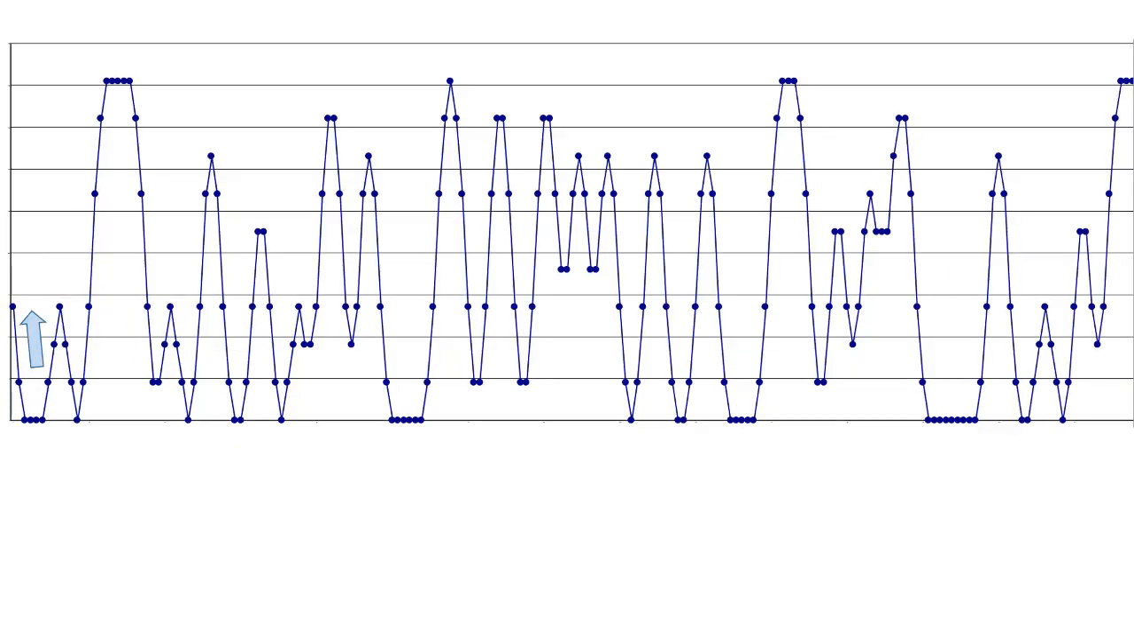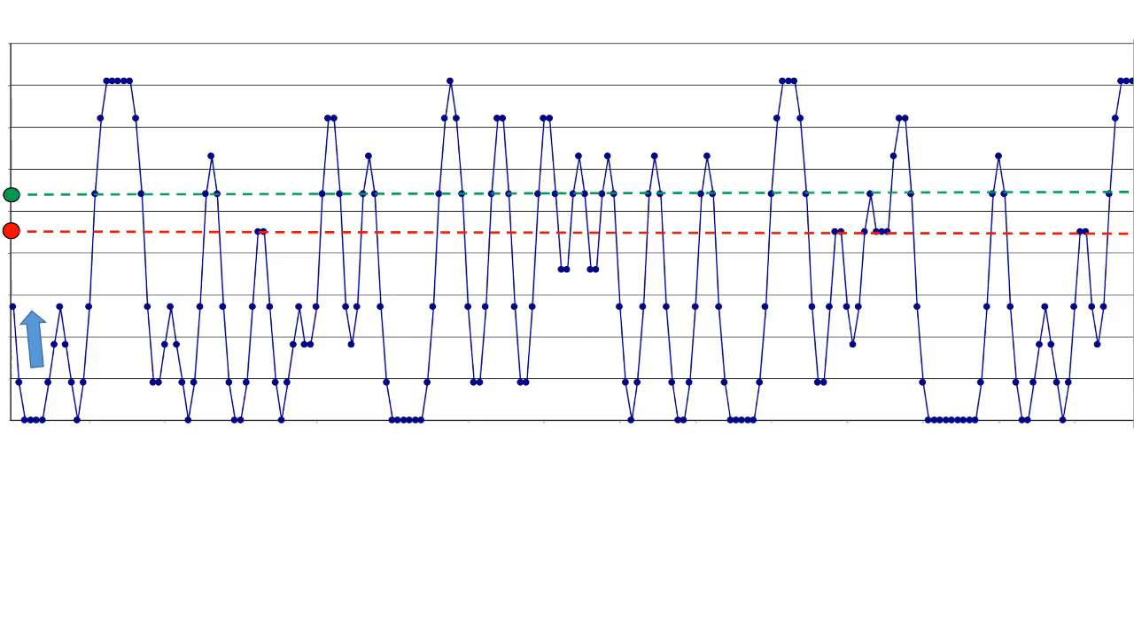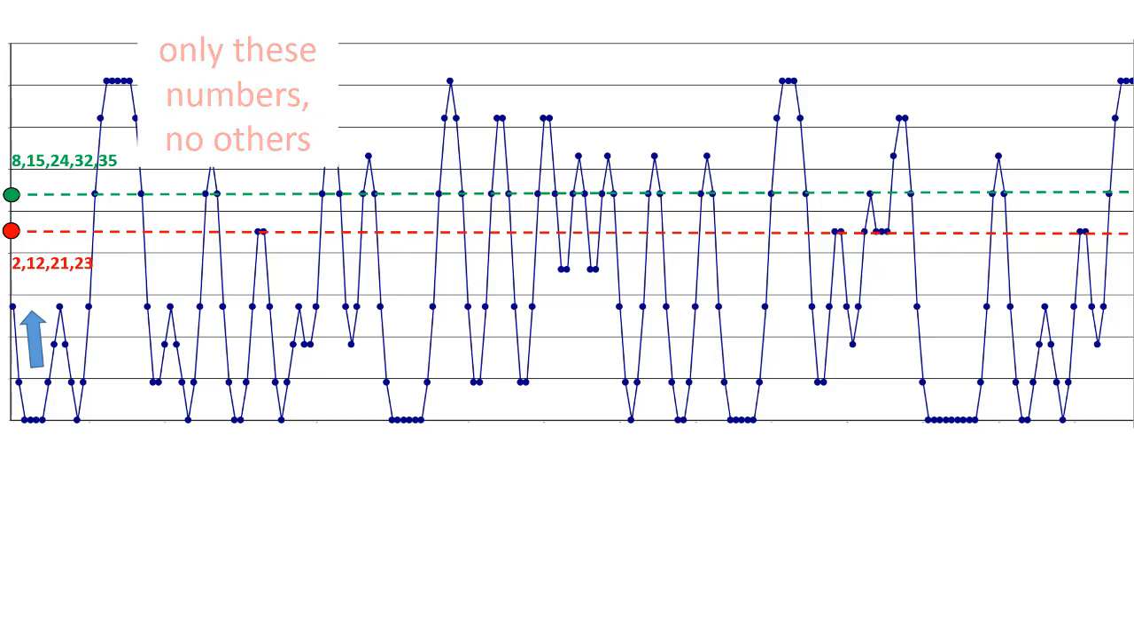Now, knowing that the graph is going up, we understand that the next point will be either at the red level or at the green one. Therefore, if there is a red dot, then according to the calculation algorithm, the ball will fall 2, 12, 21, 23. And if there is a green dot, then the ball will be 8, 15, 24, 32, 35. And no other balls can fall in the next draw. Only one of these.